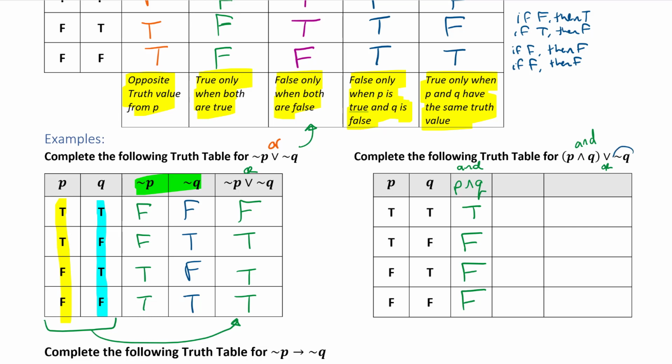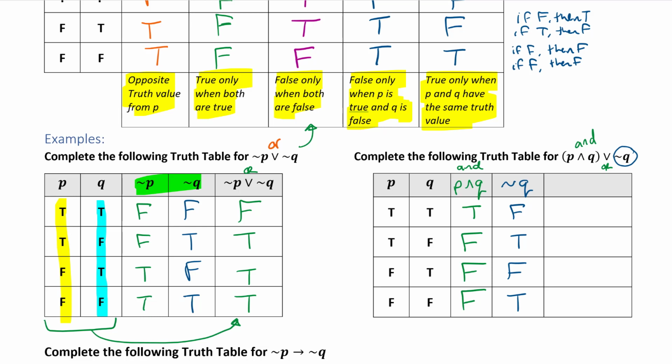Now I need to evaluate the not Q. So at this time, I'm only looking in the Q column. Not Q just negates whatever the truth value is. So if Q is true, not Q is false. If Q is false, then true, true, then false, just the opposite, all the way down. Okay, so I've got not Q.